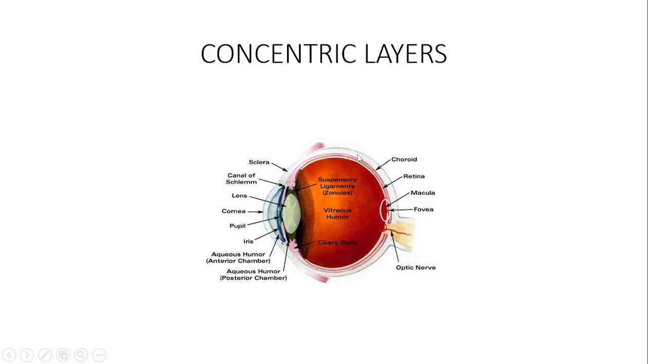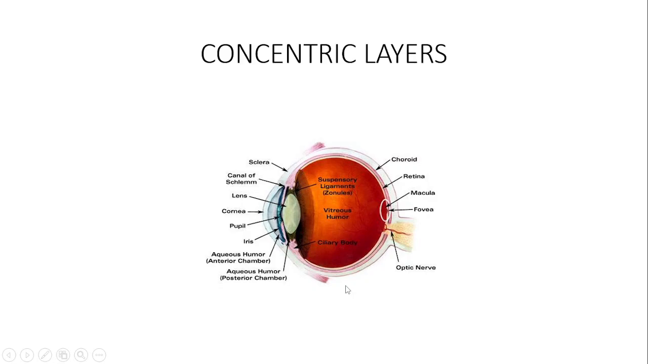The next concentric layer, the middle layer or middle coat, is known as the uvea. The uvea is the middle vascularized layer. It is said to be vascularized because it gives nutrition to the eyeball. Remember that the uvea has three major parts, made up of the iris, the ciliary body, and the choroid. All right, so that is the uvea, three major parts.